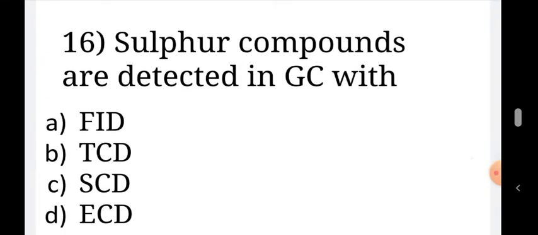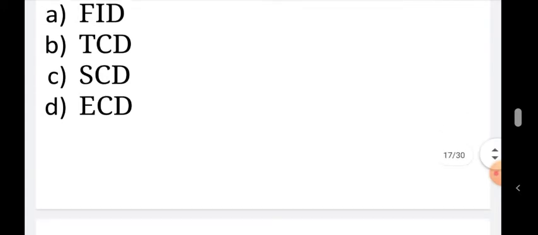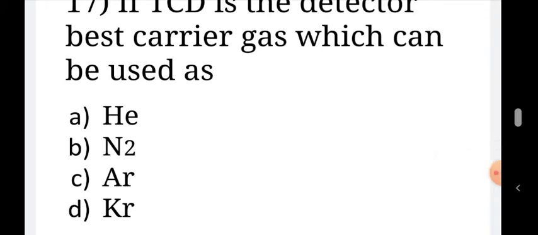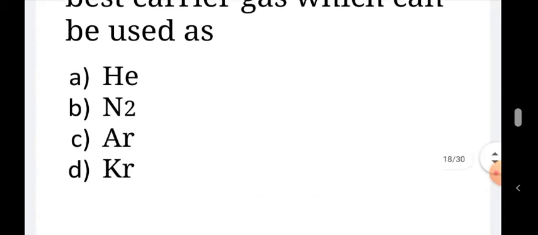Sulfur compounds are detected in GC with FID, TCD, SCD, or ECD. It is the SCD, which is the sulfur chemiluminescence detector, which is useful for detecting sulfur compounds. If TCD is the detector, the best carrier gas which can be used is helium, nitrogen, argon, or krypton. Helium is the lightest of these, and in TCD lighter gases are preferred as carrier gases. So helium is the correct answer.